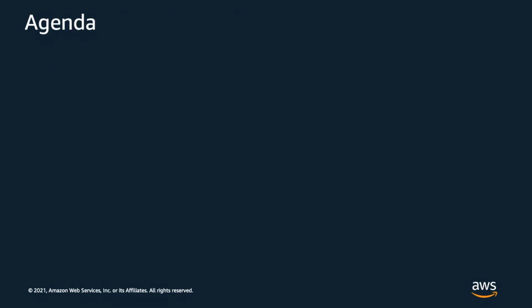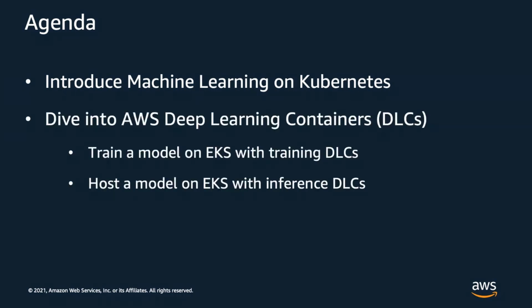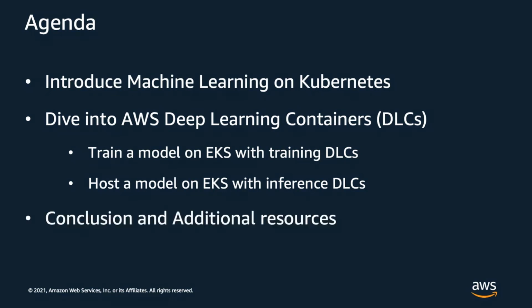We'll be covering a few topics today. First off, we're going to cover the concept of using Kubernetes for machine learning. Then we'll dive into the AWS Deep Learning Containers. We'll cover how to train a model on EKS using our training DLCs, and then how to host a model on EKS with our inference DLCs. Finally, we'll point you to some additional tools and resources you can use to learn more about the deep learning containers, EKS, and machine learning at AWS.